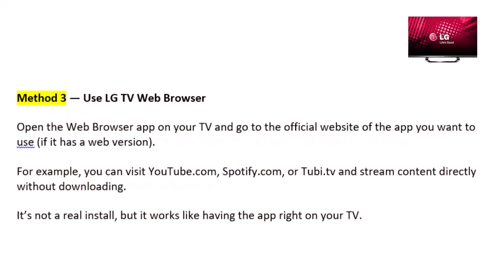Method 3. Use LG TV web browser. Open the web browser app on your TV and go to the official website of the app you want to use, if it has a web version. For example, you can visit youtube.com, spotify.com, or tubi.tv and stream content directly without downloading. It's not a real install, but it works like having the app right on your TV.